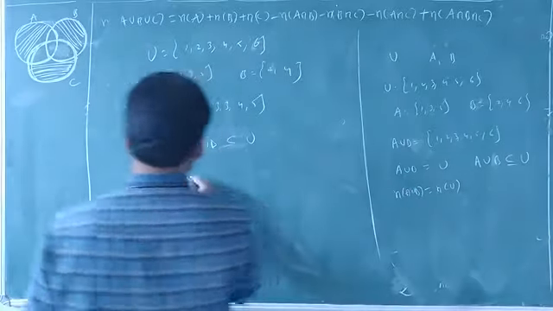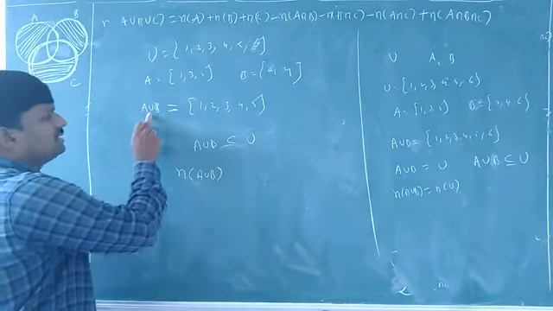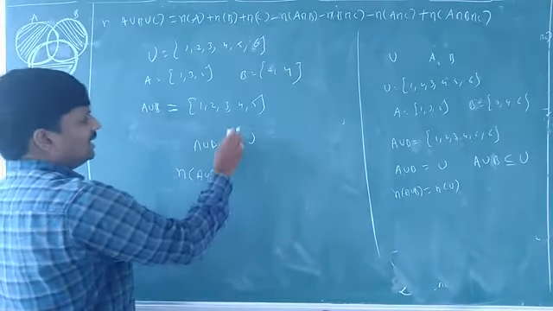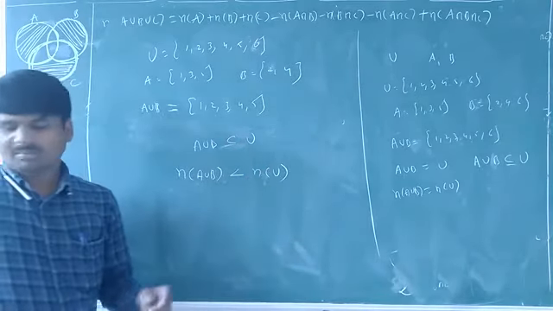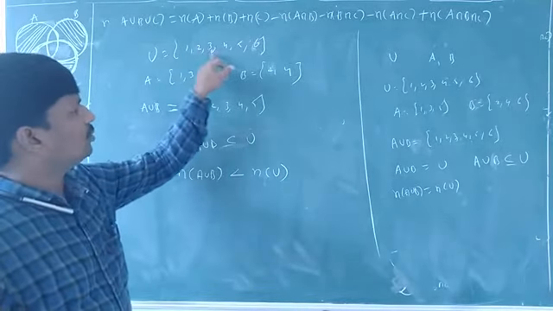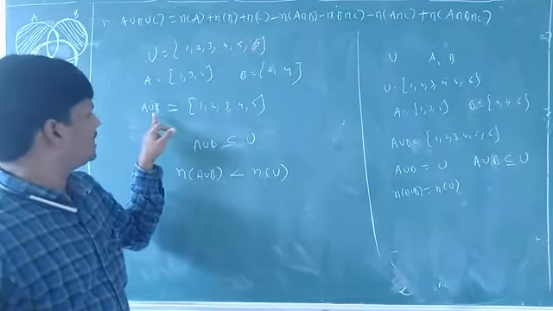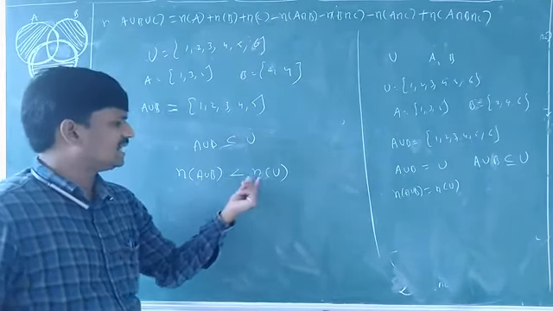And what about this one? Number of A union B. How many elements are there in A union B? 1, 2, 3, 4, 5. And is it less than number of U or not? Number of U, how many elements are there? 1, 2, 3, 4, 5, 6. Number of A union B, how many is there? 5 is there, not? So number of A union B is less than number of U.